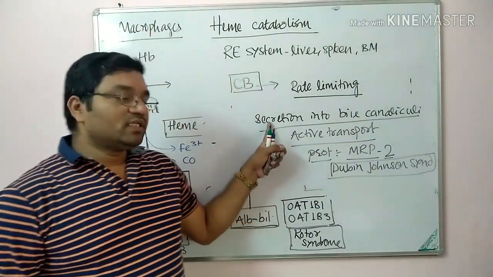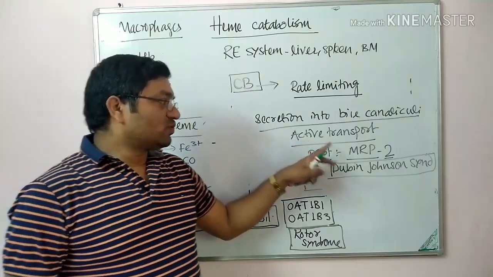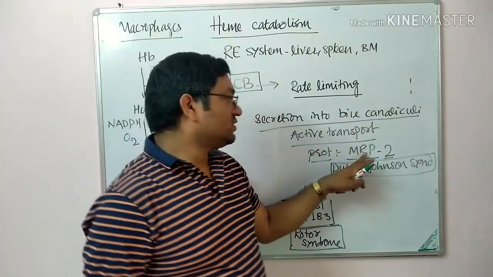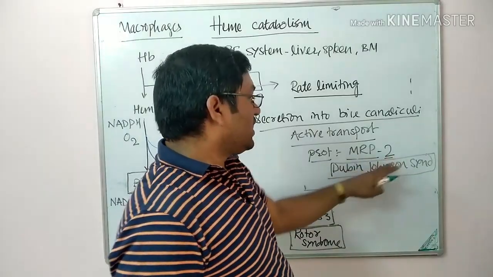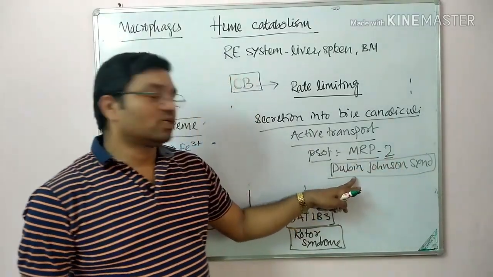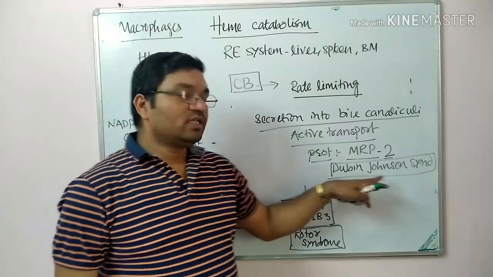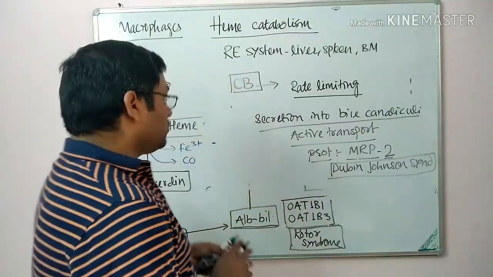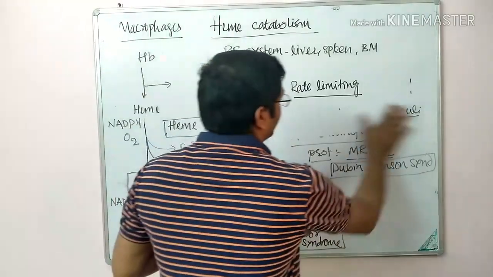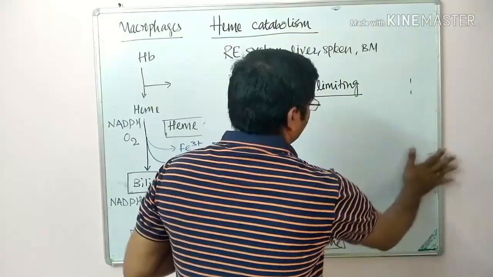So this is the rate limiting step, which requires active transport. The protein required is multi-drug resistance protein 2, and mutation in this protein leads to the disorder known as Dubin-Johnson syndrome.